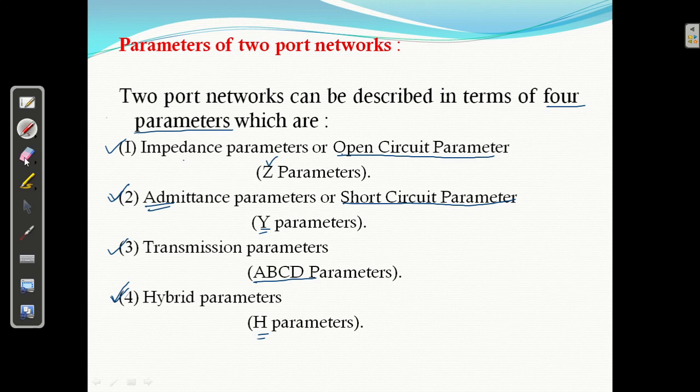Clear? So in this we will discuss what is a Z parameter, what is an admittance parameter, what is a transmission parameter or H parameter, definitions, equations, and in the next presentation we will discuss the relationship between any two of these, right?